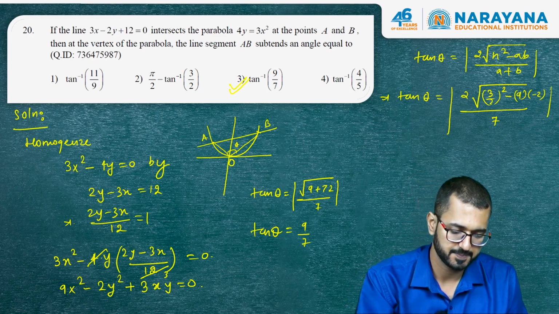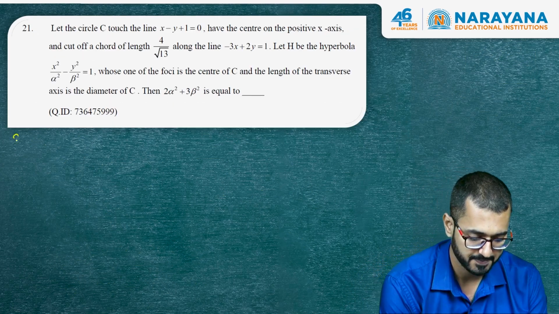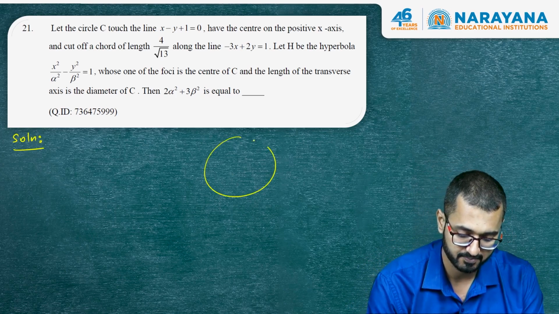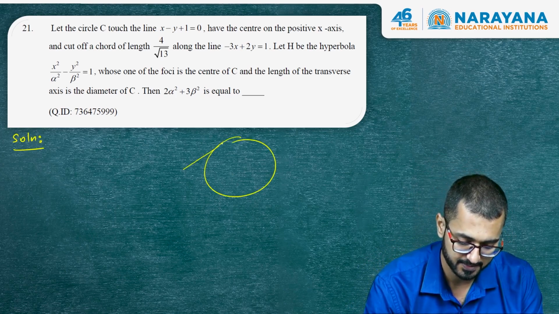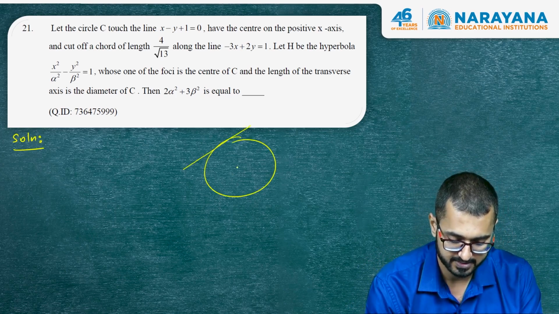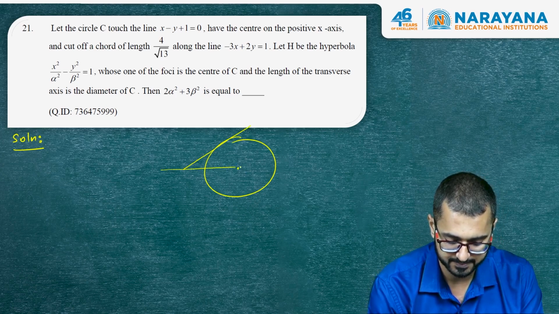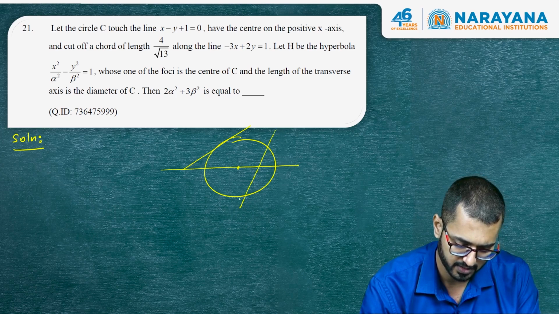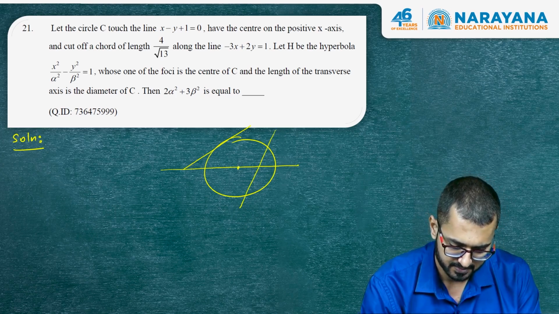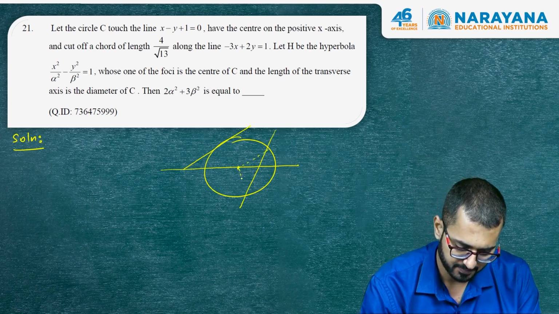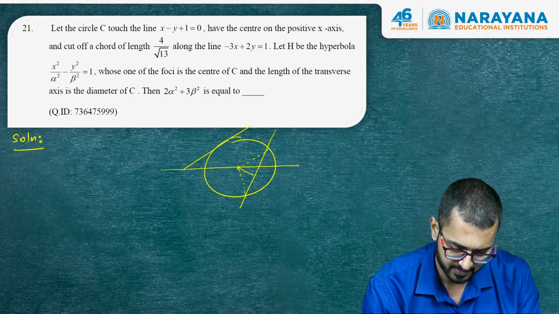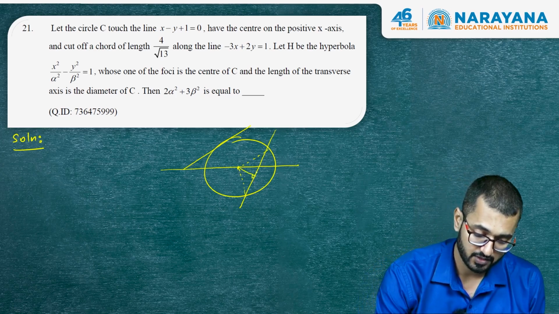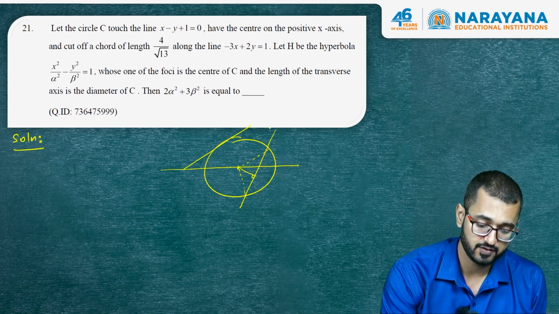Moving to the next part. So coming to question number 21. Let's see. So here it's given that there is a circle and it touches the line. So yes. And its center is on the x-axis, so fine. And it also cuts off a chord, so yeah, connect it here. We'll draw the perpendicular. Now what are they saying? It cuts off a chord of length 4 root 13.